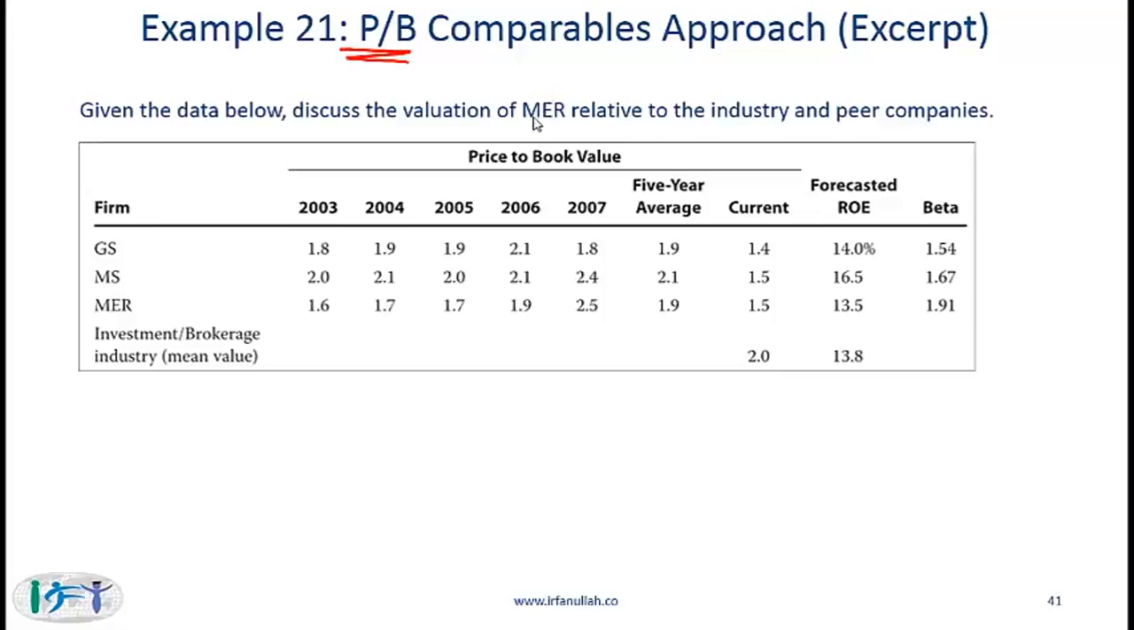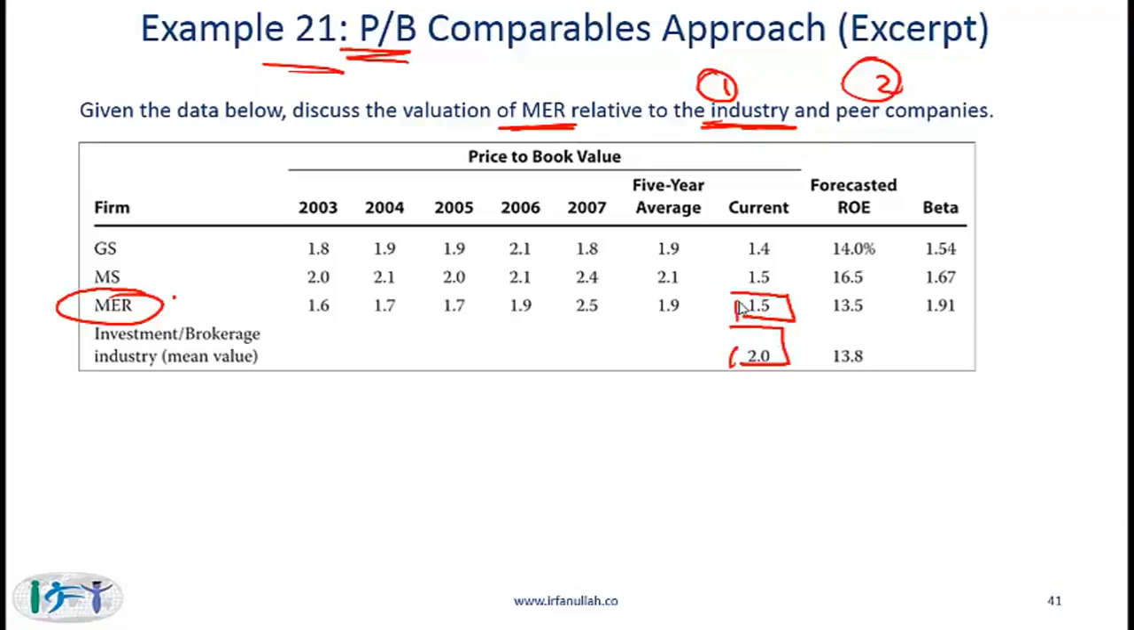So I want you to do this. This is a relevant excerpt from example 21. So given the data below, is MER relatively overpriced or underpriced compared to the industry and then compared to peer companies? The first thing is compare with the industry. So you look at the price to book value of 1.5 for your target company compared to the industry. Does it appear overvalued or undervalued?